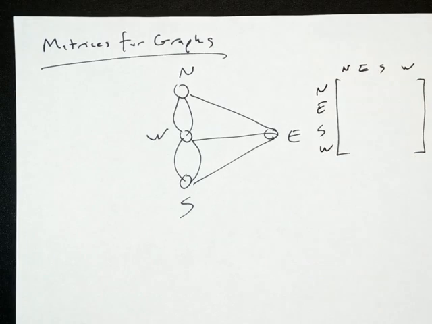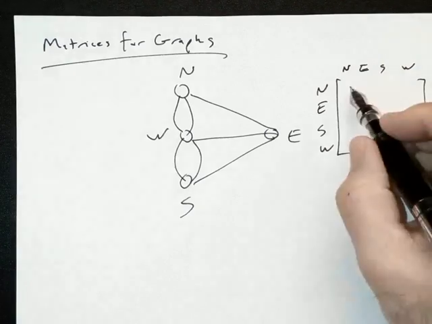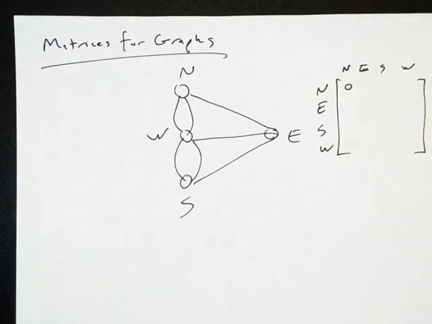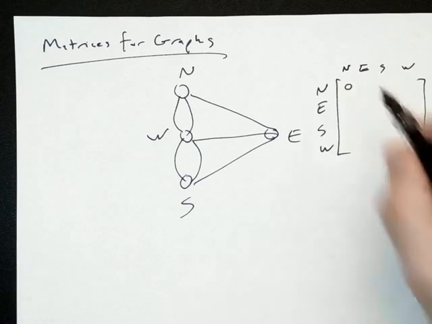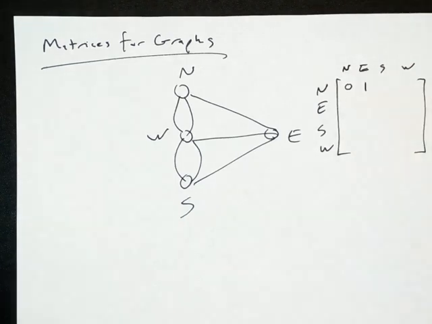Is north connected to itself? No, there's no loop there. Is north adjacent to east? Is north adjacent to south? Is north adjacent to west? However, this is a multigraph. There are 2 edges connecting north and west. I'm going to put a 2 there. If this was a simple graph, I would simply put a 1. If this was a pseudograph, I'd have loops, right? Then north could be connected to itself, couldn't it?